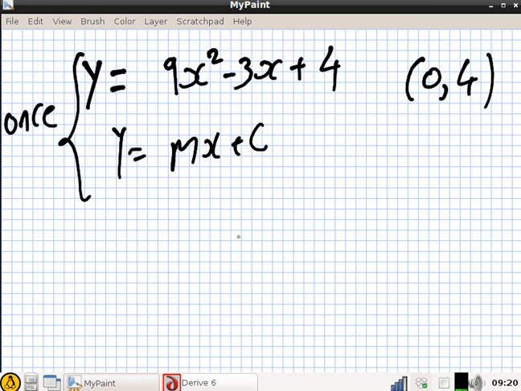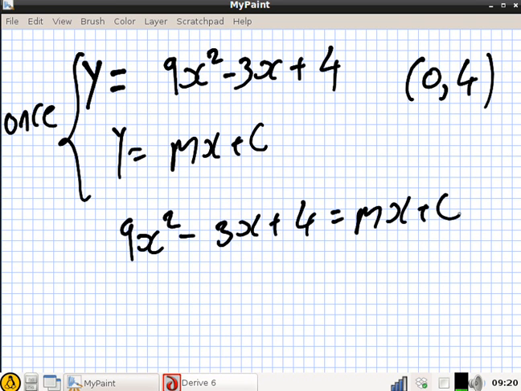Okay, so let's pretend we're finding where it meets. So let's solve the two equations together. What method would I use here? Well, it would have to be substitution. So I make them equal to each other, and I get 9x squared minus 3x plus 4 equals mx plus c. You just did that for me in question 1a. You're finding where it meets. What would you do next? You'd take everything to the other side. So you're making a quadratic.